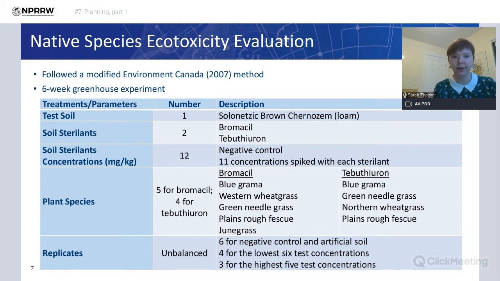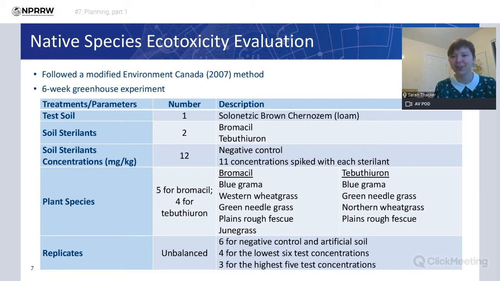So if you look at the table here, this is just giving an outline of what we did. We had 1 test soil. It was a loam sourced from within the province. It was fine textured. And we had 2 soil sterilants, bromacil and tebuthyron. Basically we spiked the soil to varying concentrations of each of these sterilants, and then grew the plants in that soil. For each sterilant, we had a negative control, which were pots that had just clean soil in them that we didn't add any sterilant to. And then for each sterilant, we had 11 concentrations of increasing concentration. These ranged from about 0.05 milligrams per kilogram to 10 milligrams per kilogram of either bromacil or tebuthyron. So these were really low concentrations.